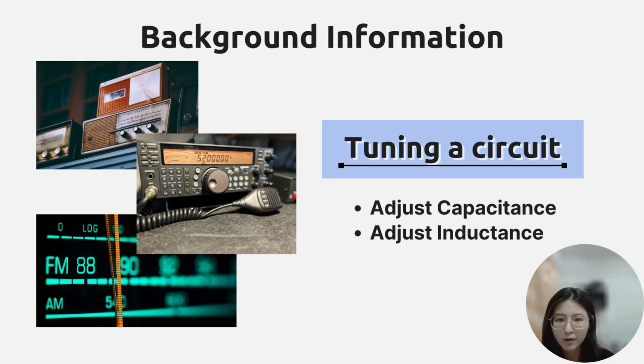There are two common ways to tune a circuit. One way involves adjusting capacitance, while the other way is to adjust inductance. These techniques are commonly used in altering the resonant frequency of the circuit to select specific stations.